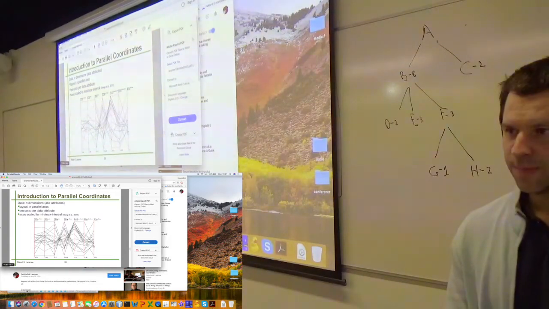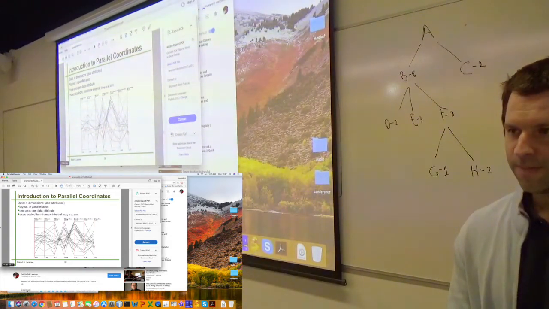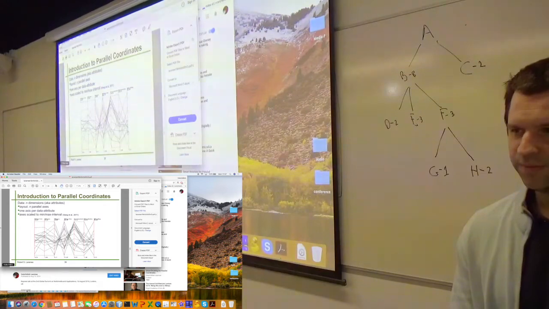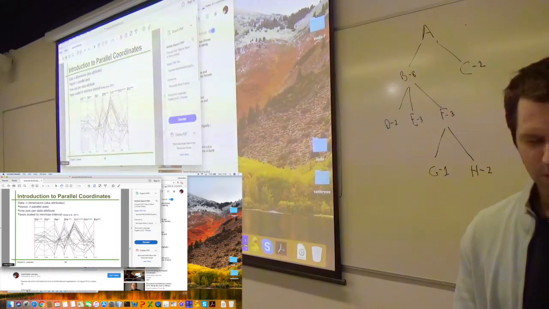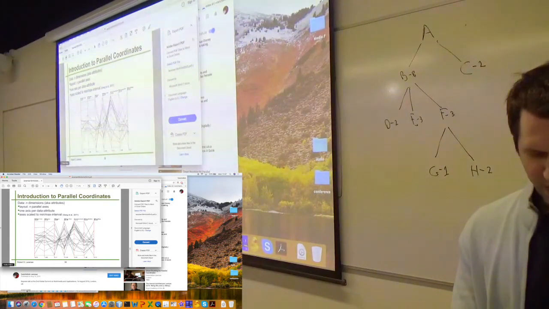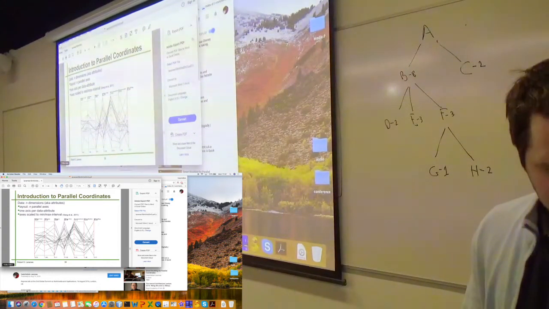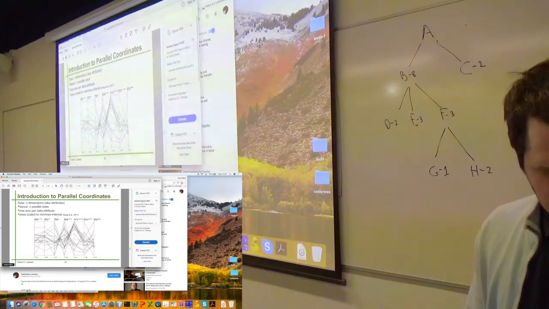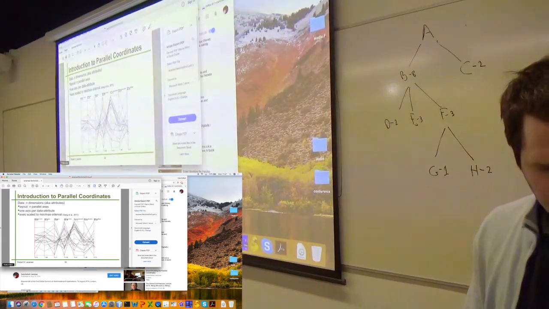Isn't that the same as the glyph? Yeah, like if you open the glyph and you put it side by side. I wouldn't say that. Let's see how that's constructed. So I think I need to turn that off.